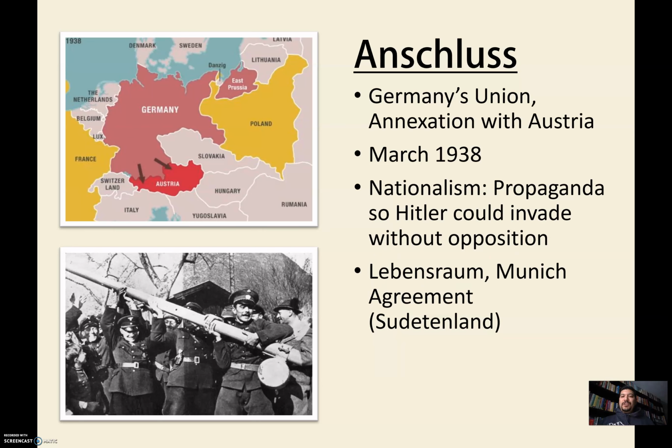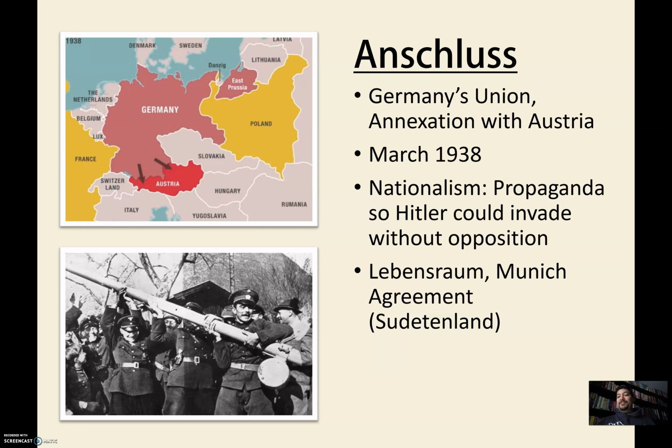Continuing on with extending, you really need 2 lines of material with each of these words to really understand them. Anschluss is connected with another German word called Lebensraum. We talked about Lebensraum when we talked about the Rhineland. And Lebensraum in German means living space. So again, propaganda, right?